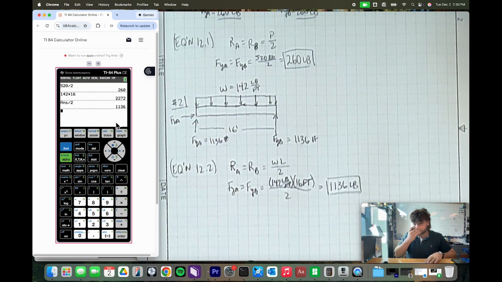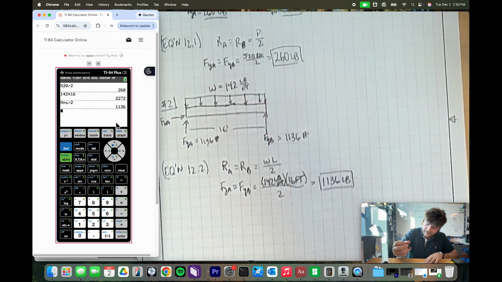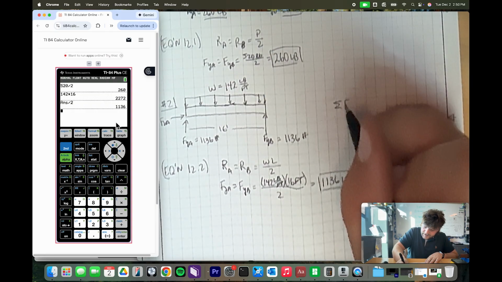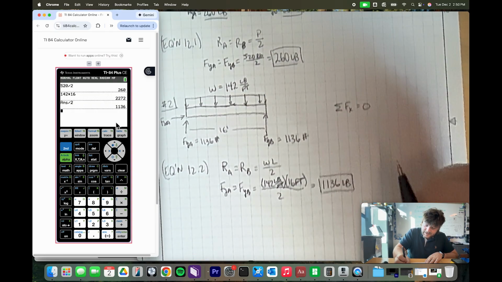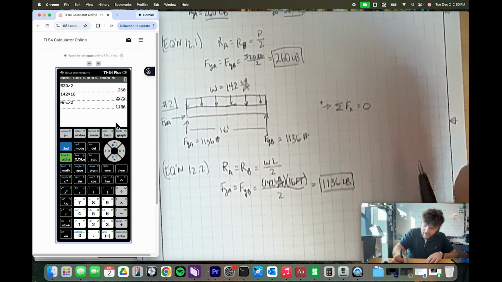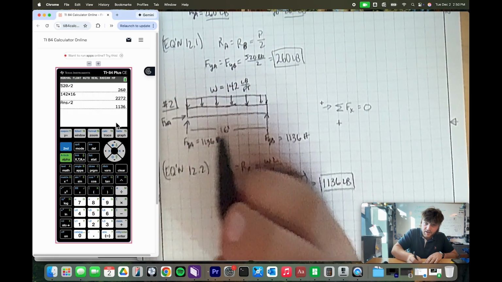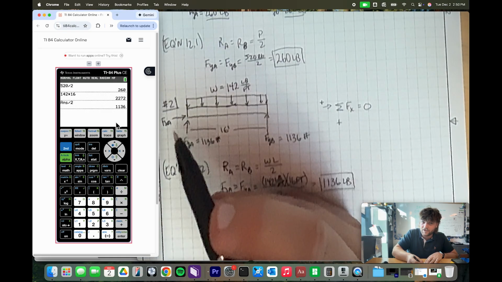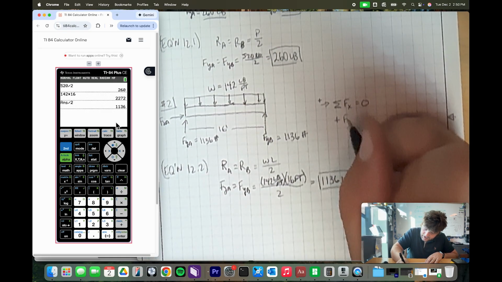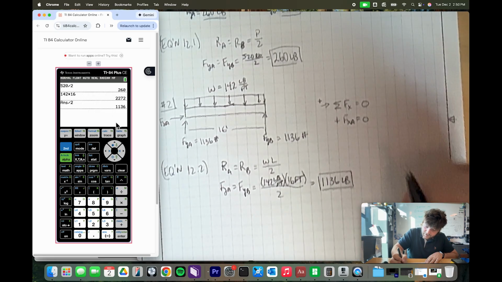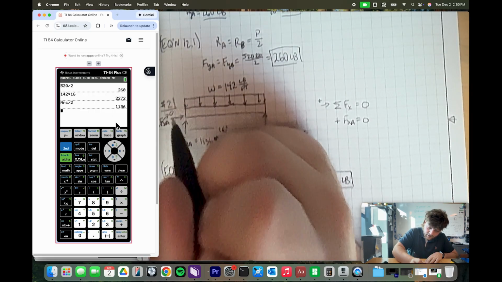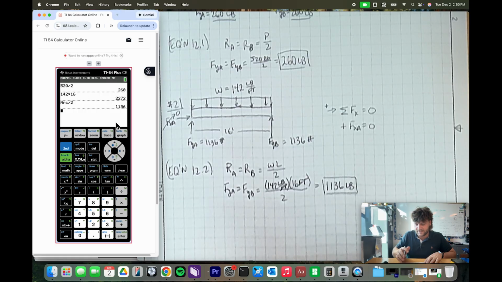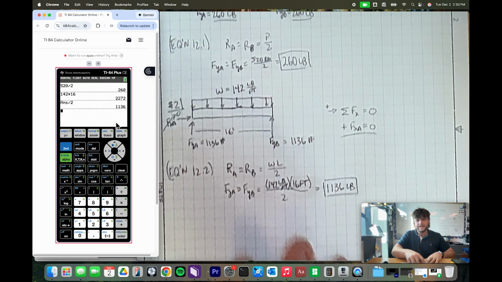Now the other thing, FXA, just to be thorough: the sum of the forces in the x-axis is equal to 0. We'll say to the right is positive, so this is going to be plus FXA. As you can see, this is the only force acting in the x-axis, so FXA is equal to 0. That's why we can cross through and put 0 there. All right, so there's that one.